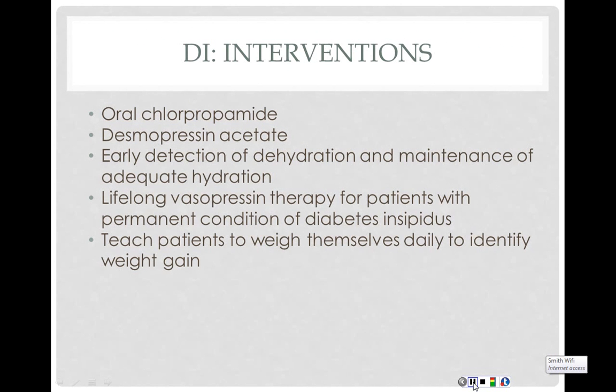So the interventions that we use for diabetes insipidus, you see desmopressin acetate. Another name for that is what we call vasopressin. And so this can be given orally or it can be given intranasally. And so the person is going to require lifelong vasopressin therapy. And we want to teach the patients to weigh themselves daily to identify if they're experiencing any weight gain.